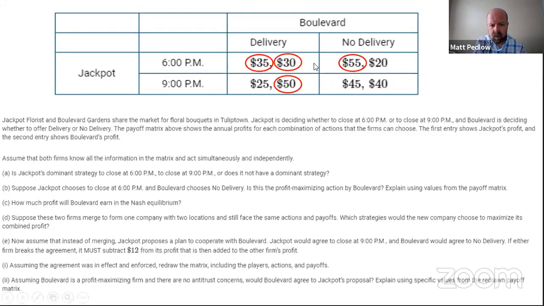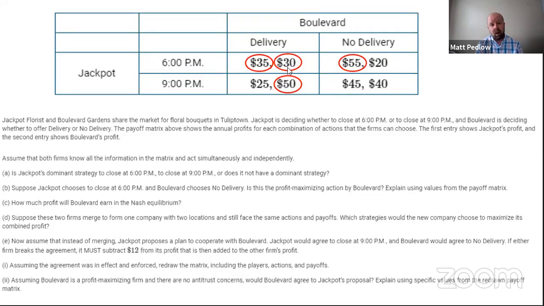C, how much profit will Boulevard earn in the Nash equilibrium? Well, since Jackpot's always going to go 6, Boulevard is going to deliver. So you're going to end up here, and Boulevard is going to end up with $30. And then D, suppose they merge to form one company with 2 locations and still face the same actions. Which strategy would they choose?